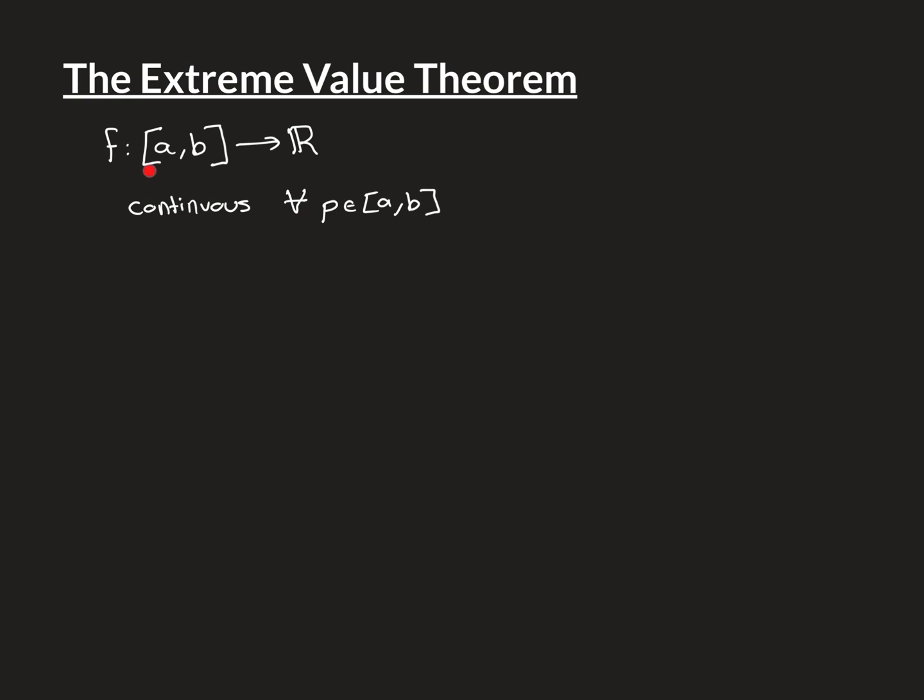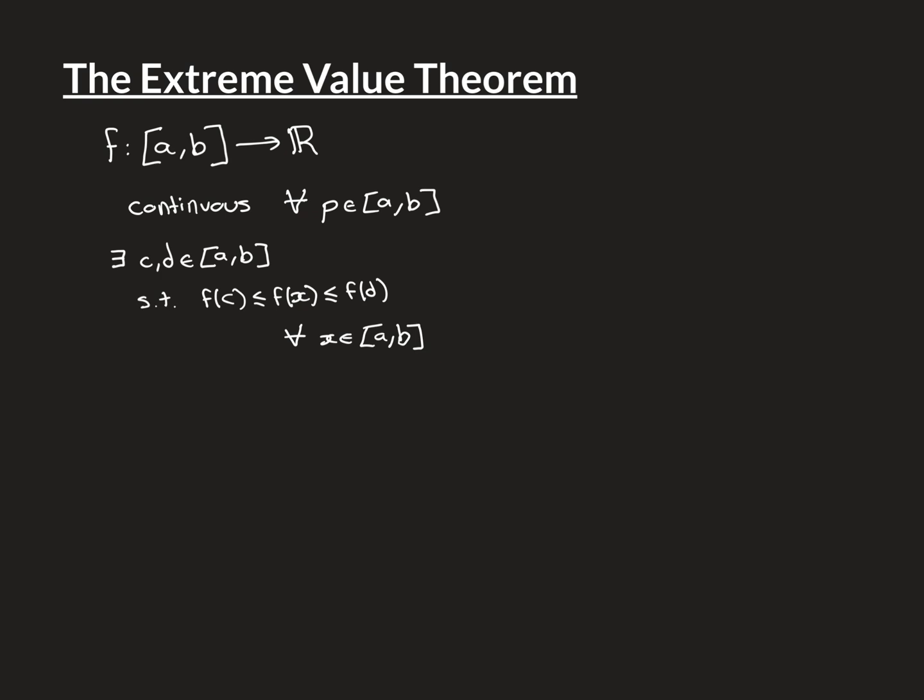the closed interval from a to b, and it's a real valued function, and it's going to be continuous everywhere on the interval [a,b]. So for all p an element of the interval [a,b], it will be continuous at that p. So the extreme value theorem says that if you have such a function, then it's going to be bounded, i.e. the values that the function takes over the interval are bounded above and bounded below. It cannot get indefinitely big and it cannot get indefinitely small.